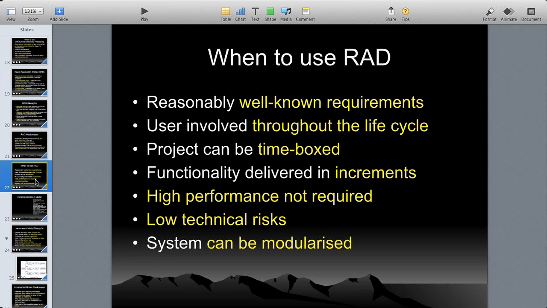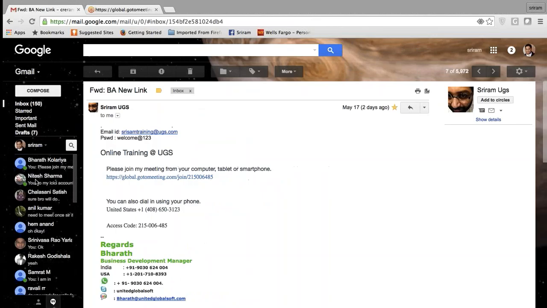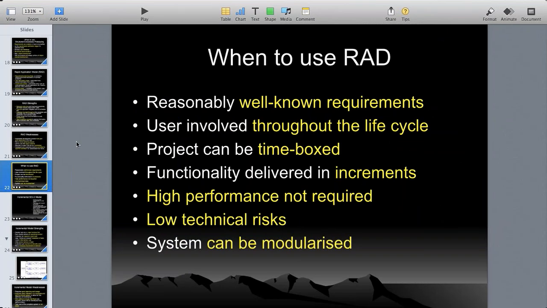So what we'll do is, we discussed about must, should, could and won't requirements, correct? Moscow technique, you remember? In that, what we do, we separate them, then we design only must first, should next, like that. You are right. But there is no guarantee.